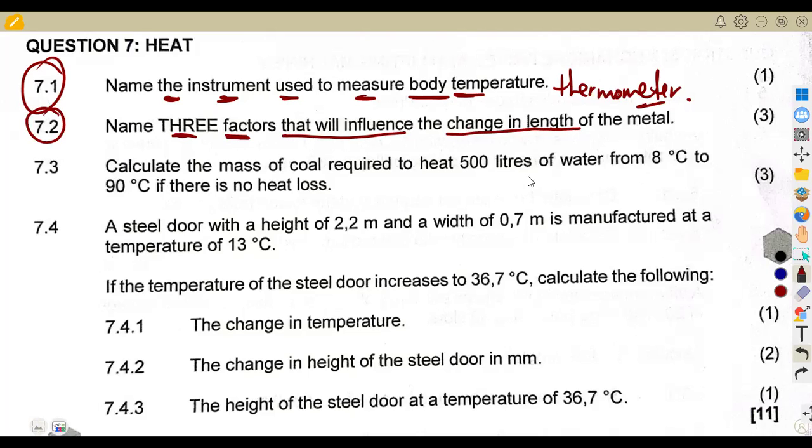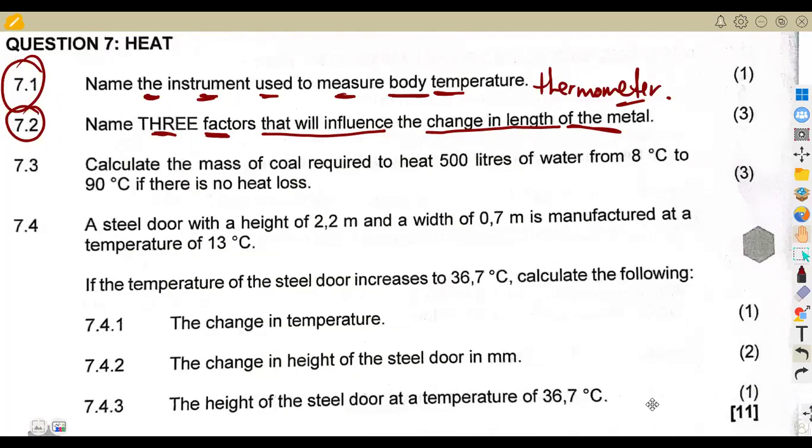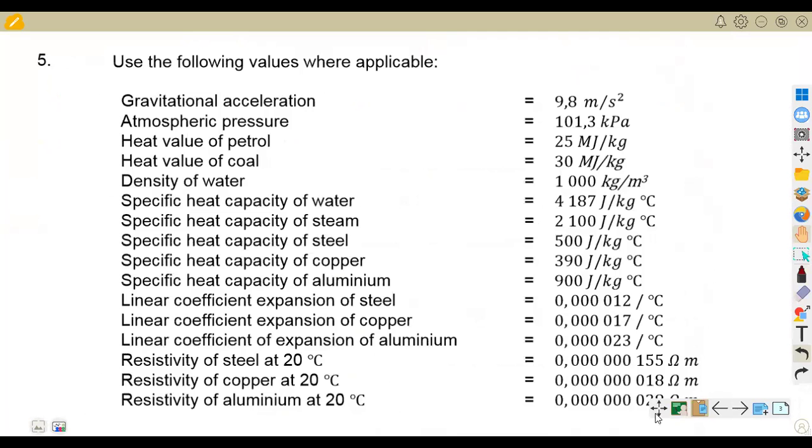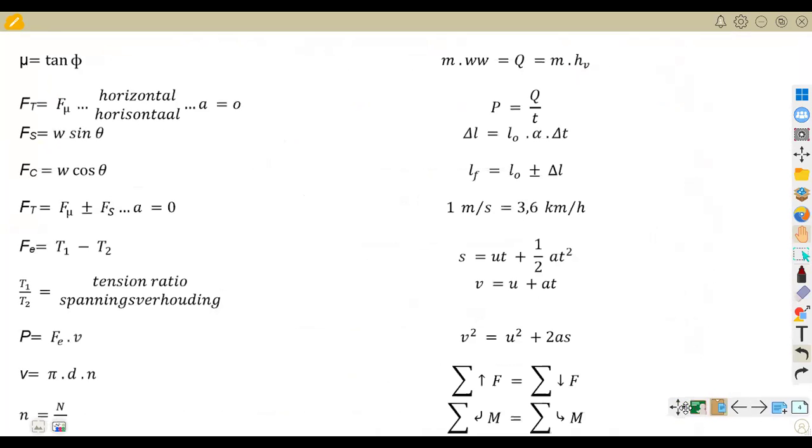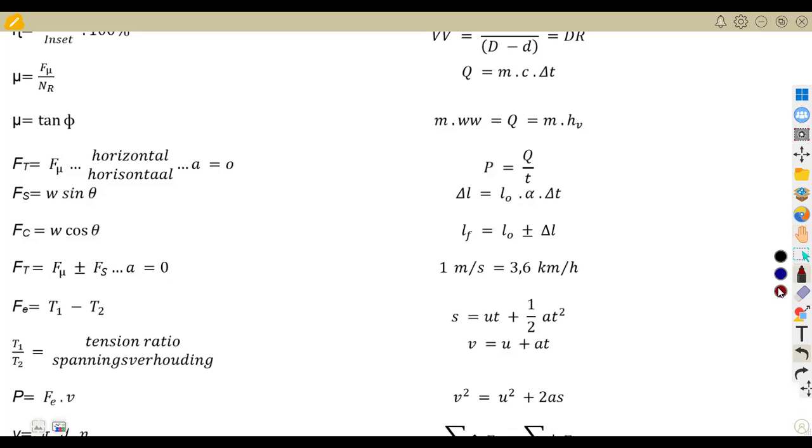7.2, name 3 factors that will influence the change in length. Take note, the change in length of the metal. Given a certain metal, if you've forgotten this, go back to your formula sheet where you are given the formula for the change in length. There you can have your answers, guys. Everything is given here.